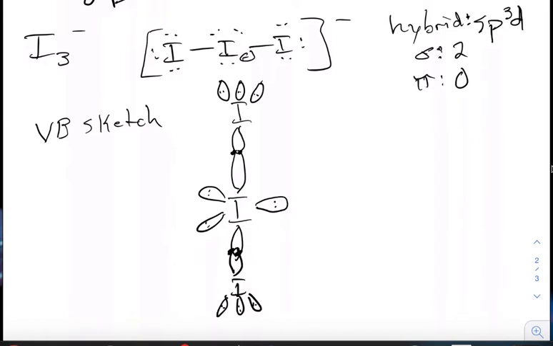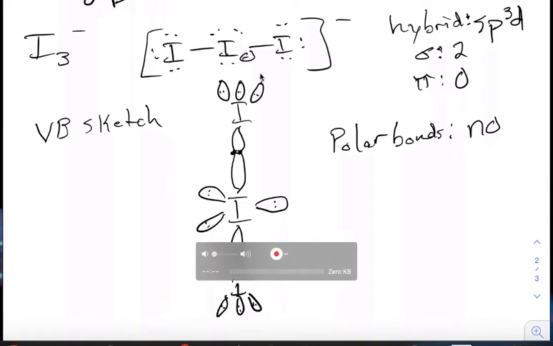So what's left is the polarity questions. So on this one, first question is, do we have polar bonds? And in this case, all of our elements that are involved are the same, right? They're all iodines. So if they're all iodines, then this molecule doesn't have any polar bonds because they all have the same electronegativity.